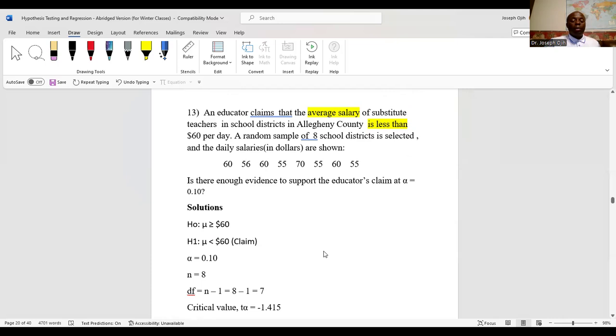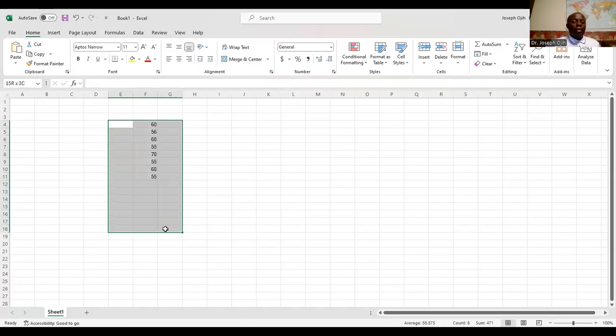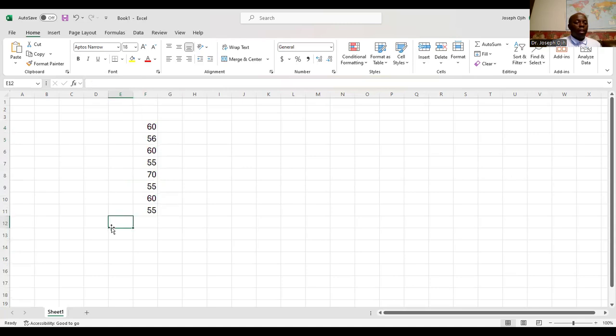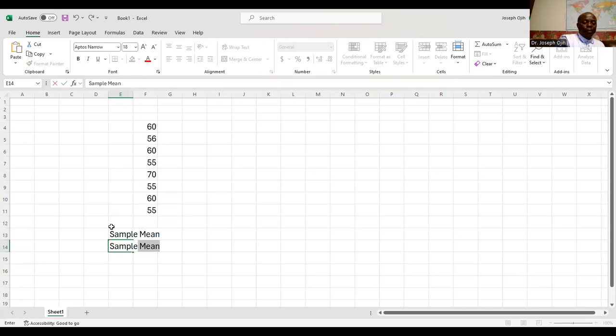So we have where we put it. I put it right there. Okay, good, that will simplify the work for us. I'm going to highlight that side and make it bigger so you can see it clearly. So I'm going to have the sample mean, and the other one is the sample standard deviation.